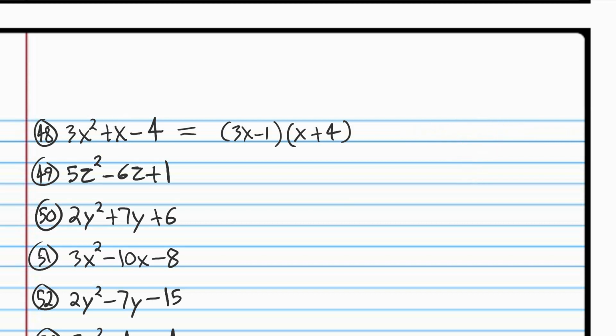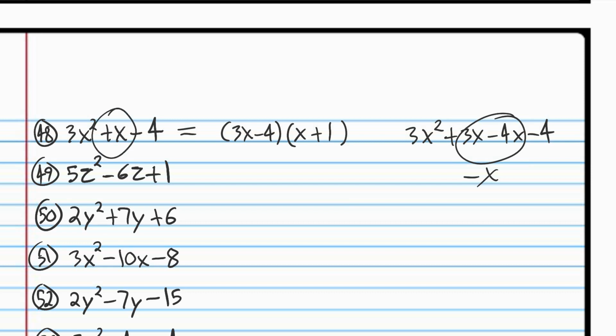So now we have to switch the numbers. We have to put the 4 on the other side, or on the other pair. So now let's try it. 3x squared plus 3x, and I'm using FOIL. It's all about FOIL. Now when we combine the inner terms, we get negative x. That's exactly what we're looking for, except they want a positive x.